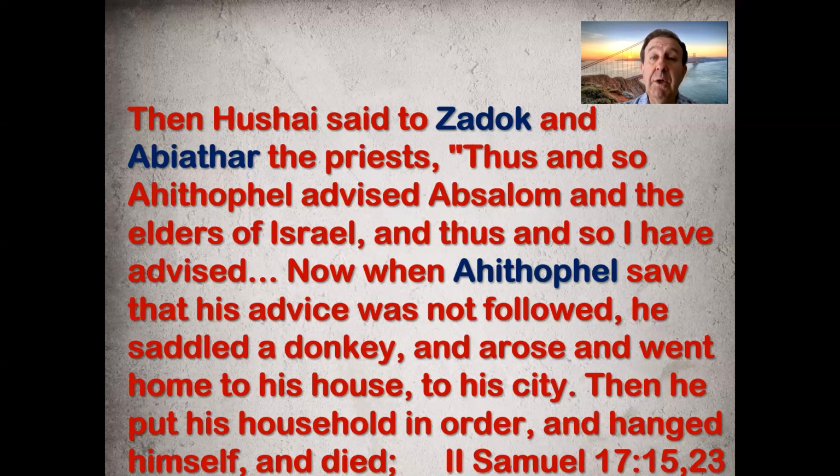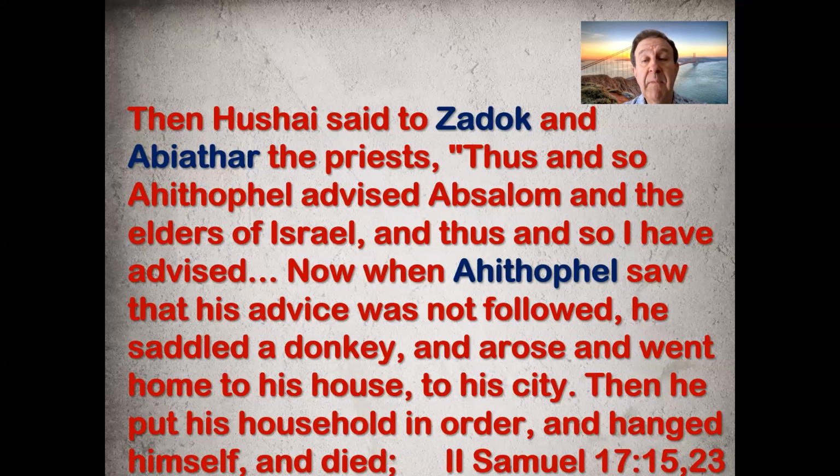Now, meanwhile, back in Jerusalem, here's what we read. Now, when Ahithophel saw that his advice was not followed, he saddled a donkey and arose and went home to his house, to his city. Then he put his household in order and hanged himself and died. And we don't know exactly what was in Ahithophel's mind at this time.